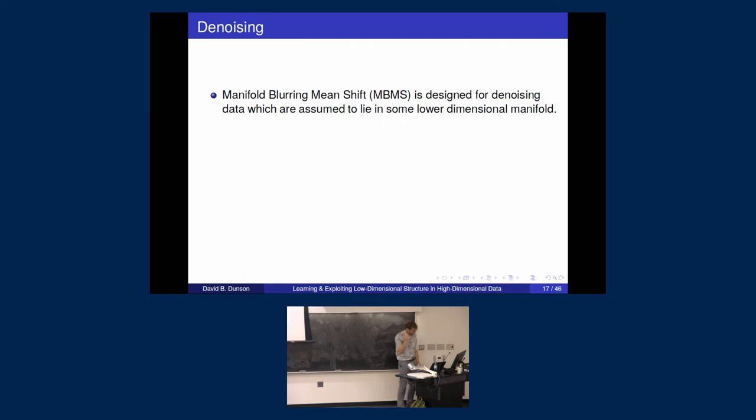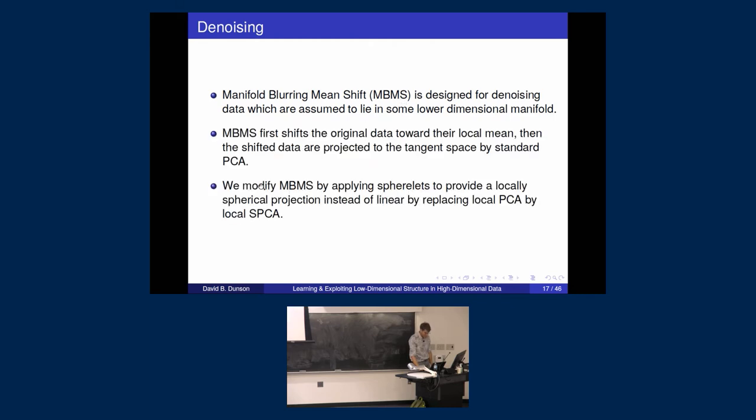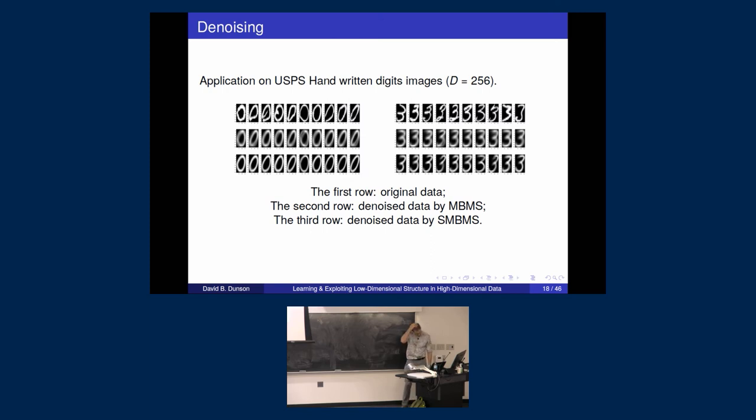We also wanted to look a little bit at imaging. One thing people do in imaging using manifolds is to say, okay, I have an image that might be blurry, but if I use some manifold assumption, maybe I can denoise the image. One state-of-the-art method for that is called manifold blurring mean shift, and in that, they use PCA in one of the pieces. So we cheat and steal everything from them, but then we use SPCA instead of PCA. And so here are some of the results.